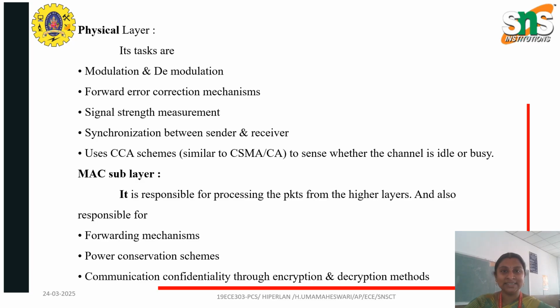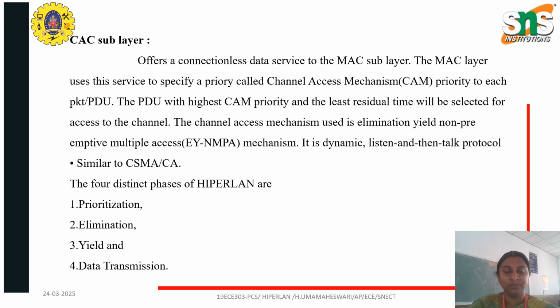The next one is the MAC sublayer. It is responsible for processing the packets from the higher layers, and also for forwarding mechanisms, power conservation schemes, and confidential communication through encryption and decryption methods. The next one is the CAC sublayer. It offers a connectionless data service to the MAC sublayer. The MAC layer uses this service to specify a priority, called the channel access mechanism priority, for each packet. The PDU with the highest CAM priority and the least residual time will be selected for access to the channel. The channel access mechanism used is the elimination yield non-preemptive access mechanism.